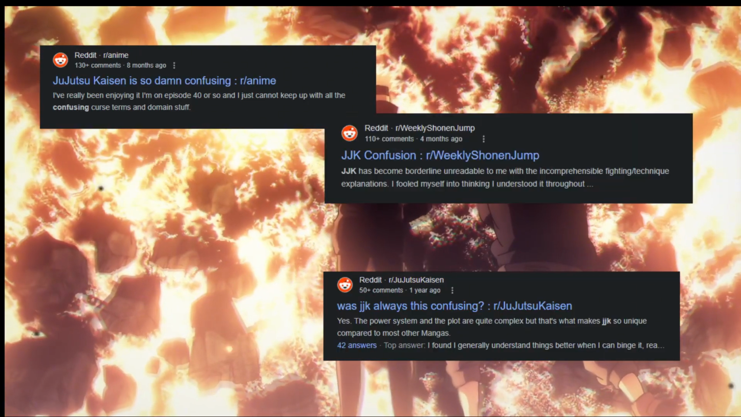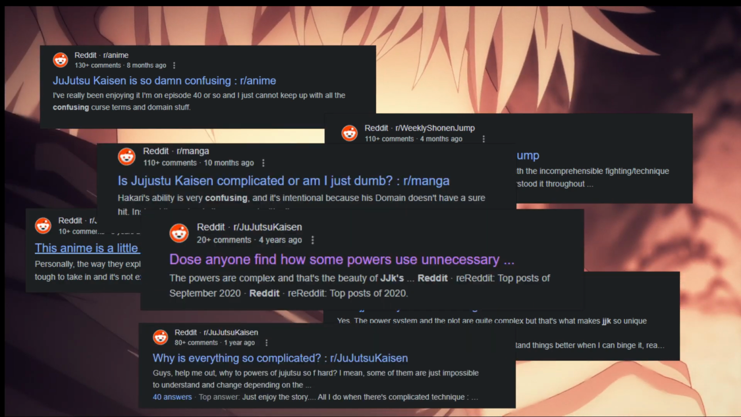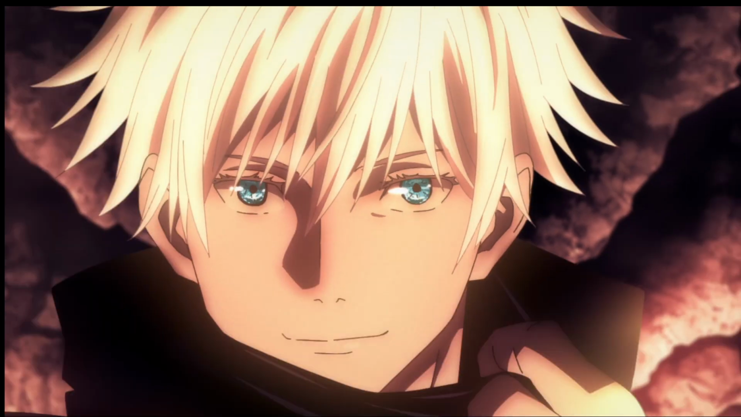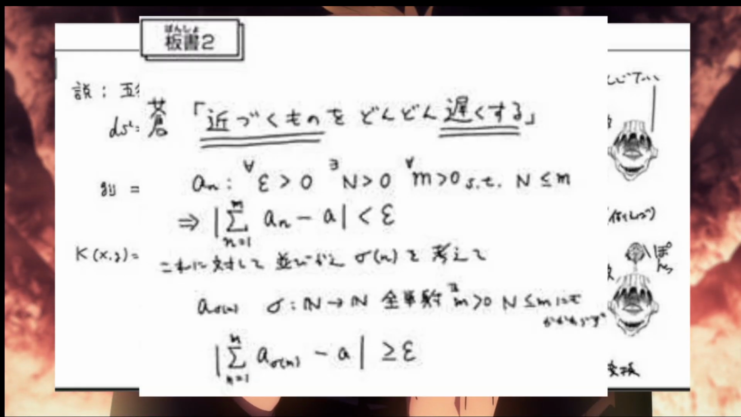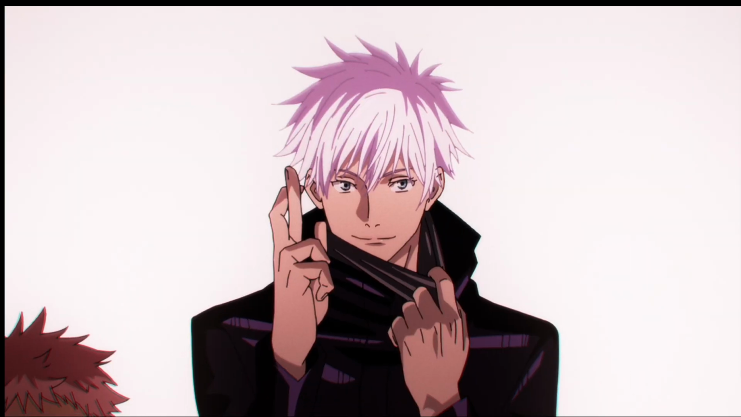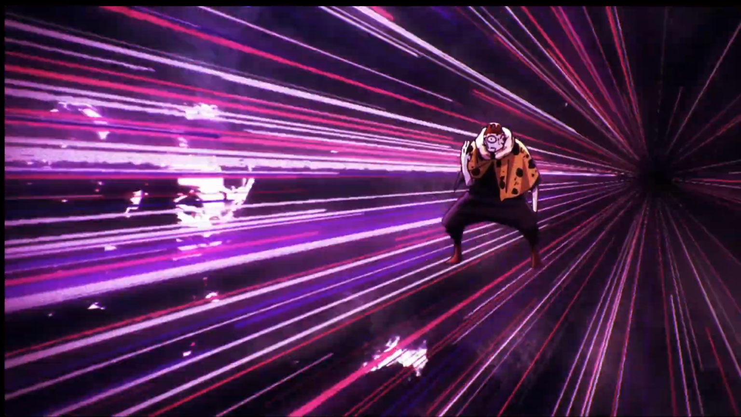Jujutsu Kaisen is often accused of having a confusing power system. There's no better example of this than Gojo's Limitless. We even got these explanations, like this is supposed to clear anything up. And with the manga concluding, I thought no better time than now to finally quash the confusion.